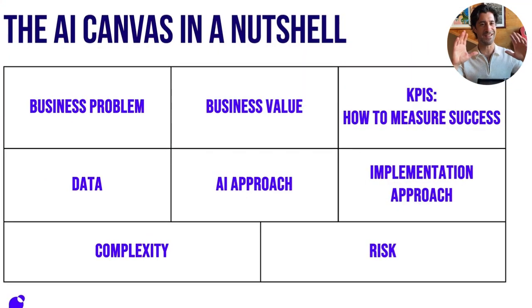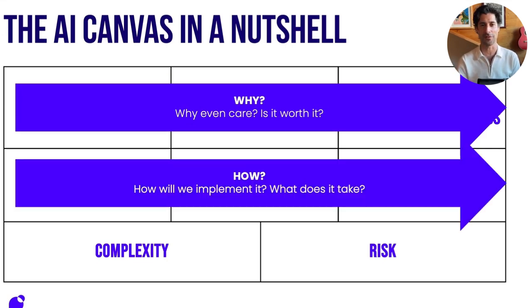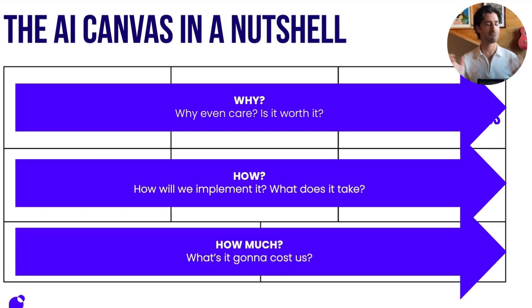All right, the 8 steps are neatly laid out in this canvas that you see, and it's really all divided into 3 different dimensions. We always start with the core problem at heart. So why are we doing this? Why do we even care about this? Then we look at how exactly we would implement something like that. And lastly, as always, this is business, we're going to look at how much that will cost us.